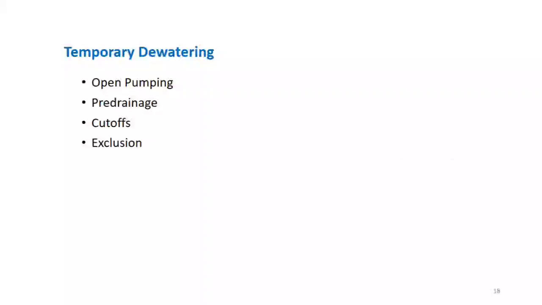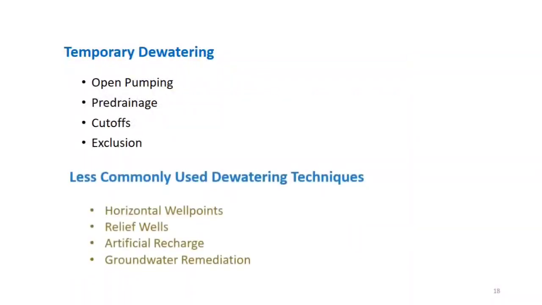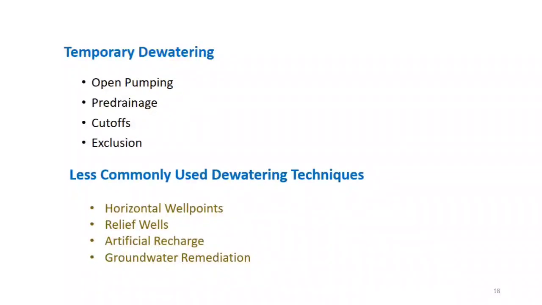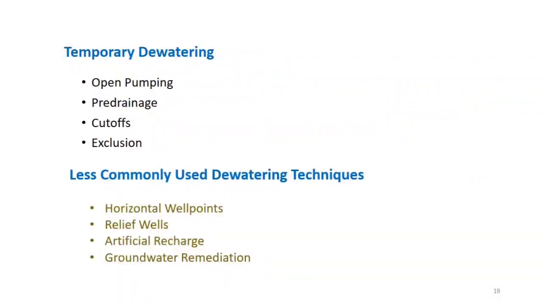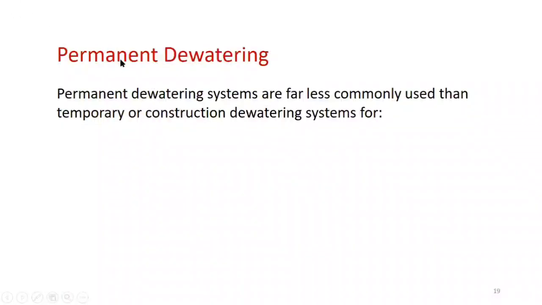In temporary dewatering, we have 4 major categories: open pumping, free drainage, cut-offs, and exclusion. We will see all of them one by one. Similarly, we have some less commonly used dewatering techniques like horizontal well points, relief wells, artificial recharge, and groundwater remediation. So we'll see the details afterwards. Like I said, sometimes you need to lower the groundwater table temporarily during the construction period, and sometimes you have to keep it permanently below a certain level. Permanent dewatering systems are far less commonly used. Of course, they are not that common.